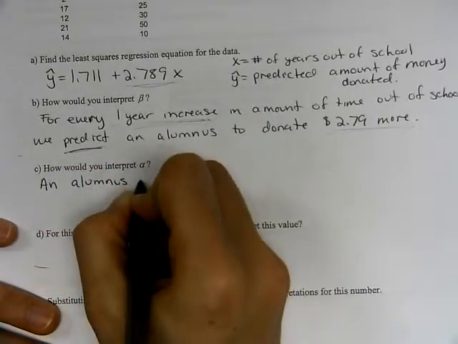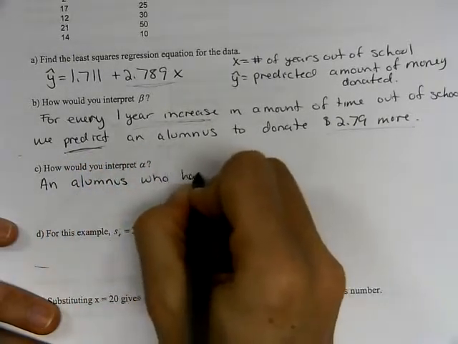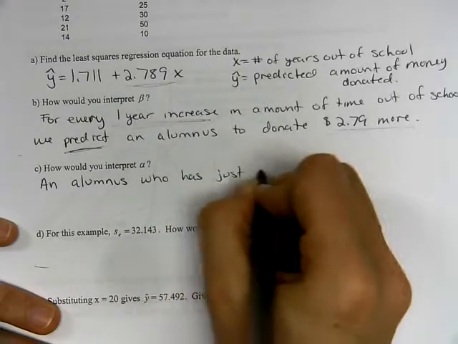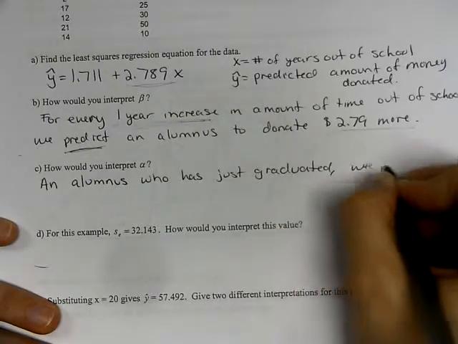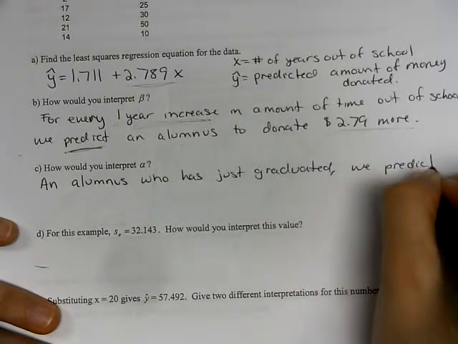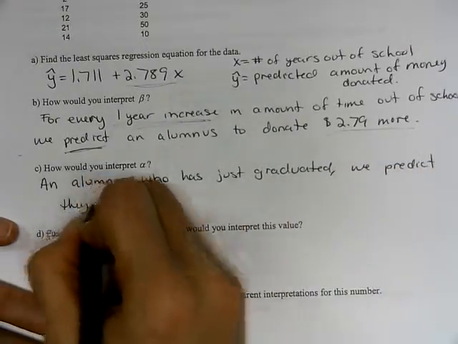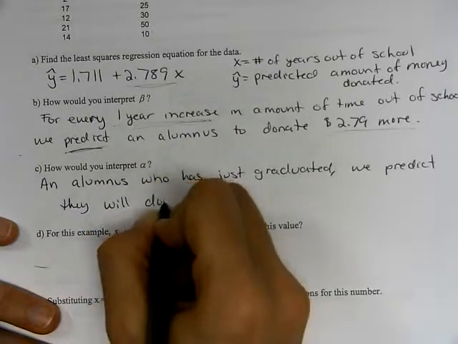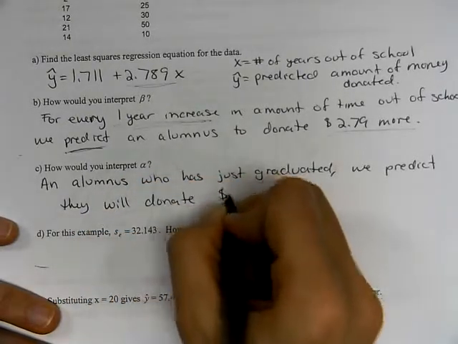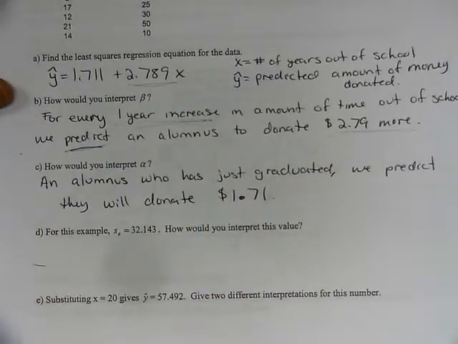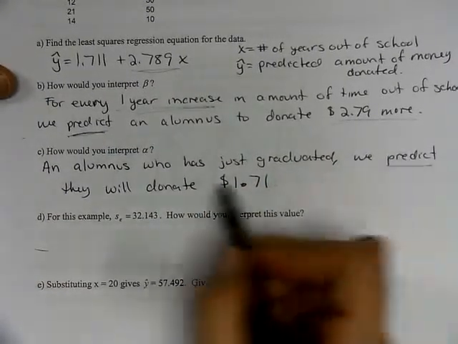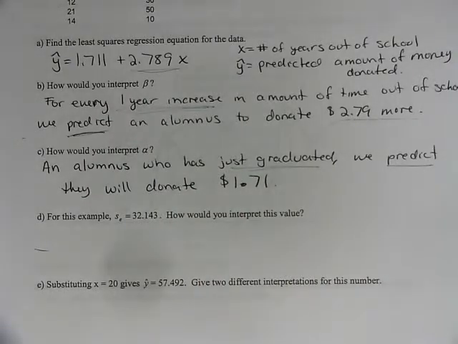For an alumnus who has just graduated, we predict they will donate $1.71. Again, what's happening when X is 0?